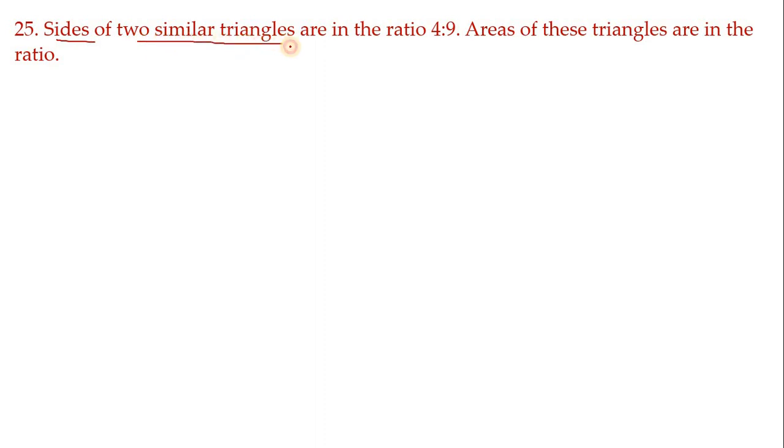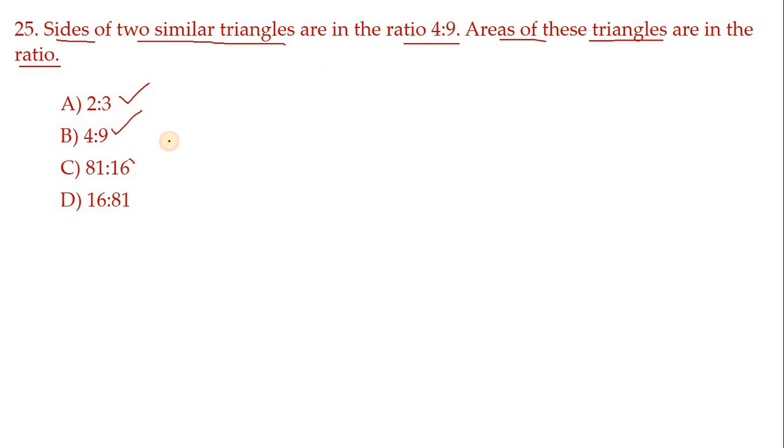Sides of two similar triangles are in the ratio 4:9. Areas of these triangles are in the ratio 2:3, 4:9, 81:16, 16:81. So understand what is given: ratio of sides or ratio of areas. So sides of two similar triangles are in the ratio 4:9 means sides ratio given and asking to find areas of these triangles ratio. And there is a clue for this problem, children.